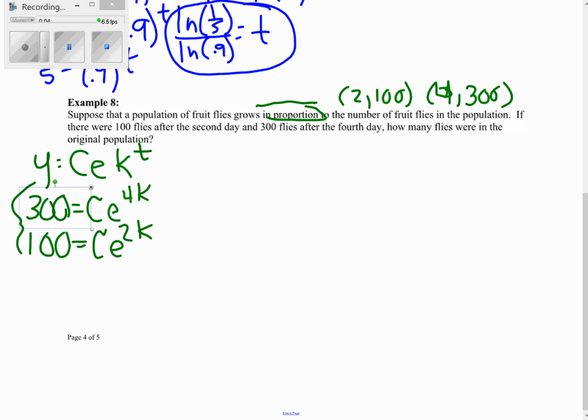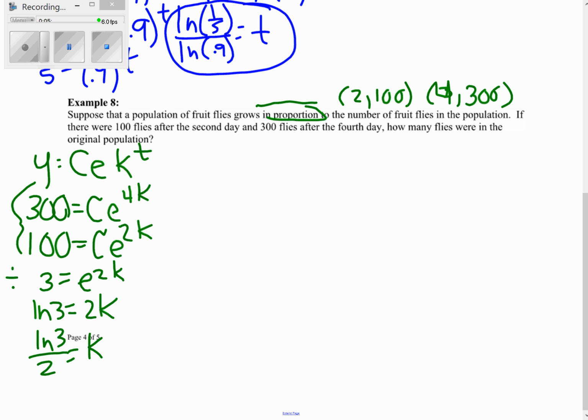Now, this is a system of equations. We could do substitution. We could try some kind of elimination. But I'm going to choose to divide them. 300 divided by 100, that's 3. C e to the 4k divided by C e to the 2k gives me e to the 2k. So we get ln of 3 equals ln of e to the 2k, which would just be 2k. Solving for that, ln of 3 divided by 2 equals k.